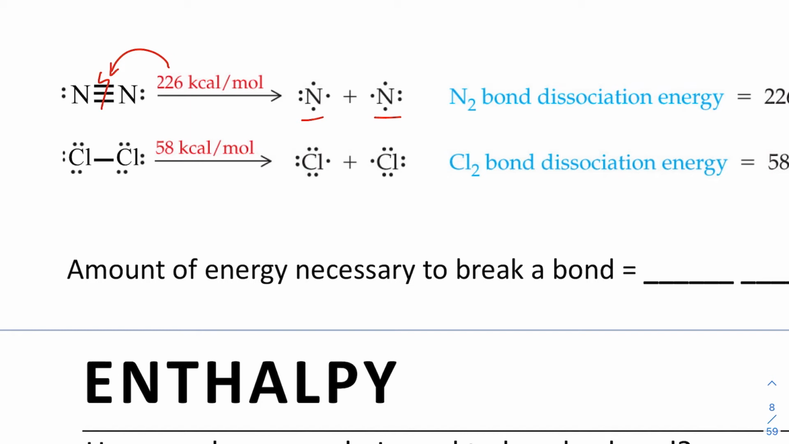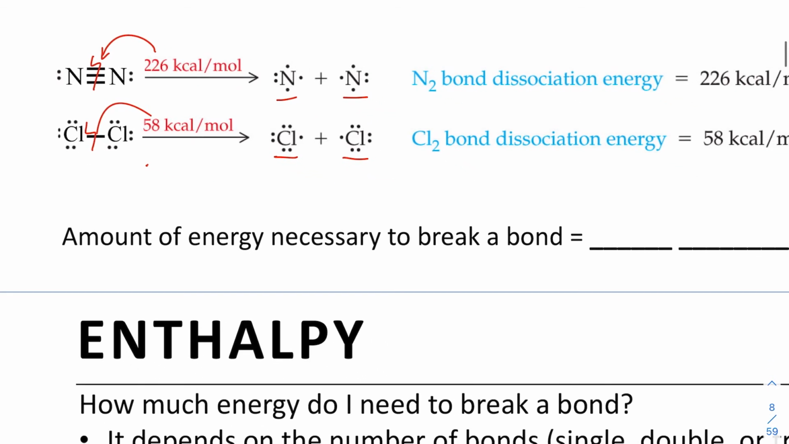And for chlorine, which is only held together by a single bond, you see it takes a whole lot less energy to break that bond into 2 chlorine atoms. 58 kcal of energy per mole.